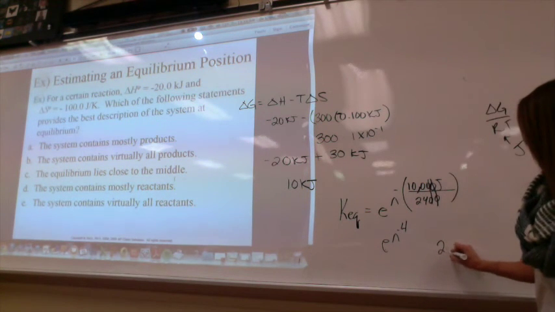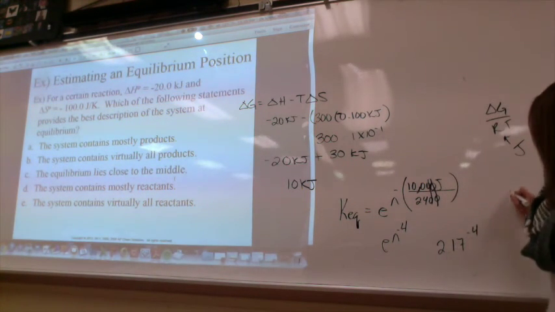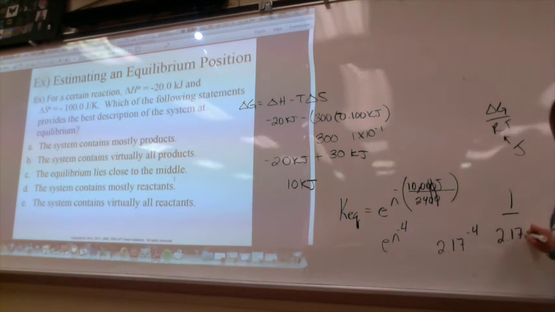Well, e is 2.17, to the negative 4th, so that's like 1 over 2.17 to the 4th. So I can sort of do that math in my head, can't I? And evaluate that this would be less than 1, but not virtually all. It's not going to be greater than 10 to the 4th. Right. So like 2 times 2 is 4, times 2 is 8, times 2 is 16, 1 over 16. That's not greater than 10 to the 4th, or less than 10 to the negative 4th.